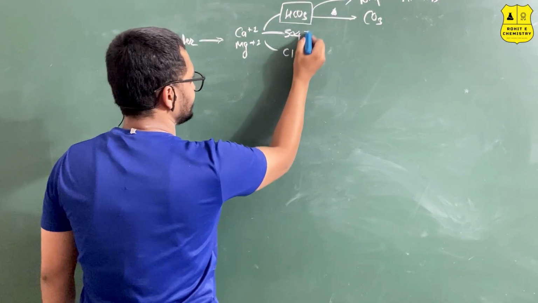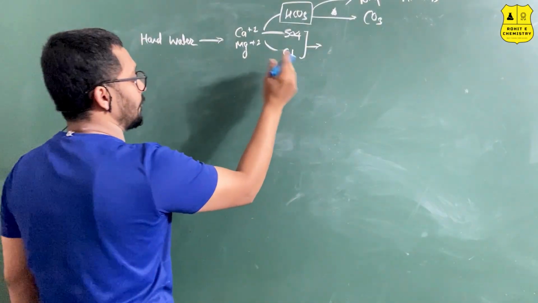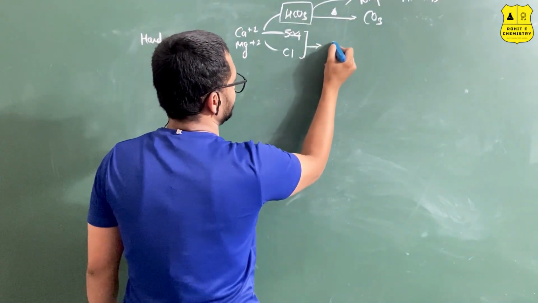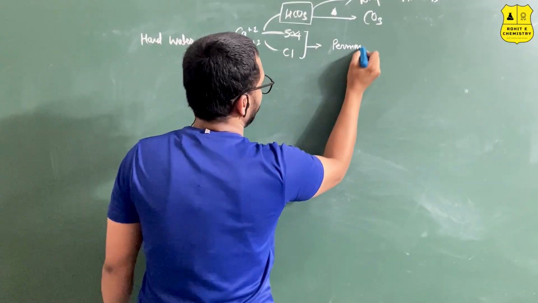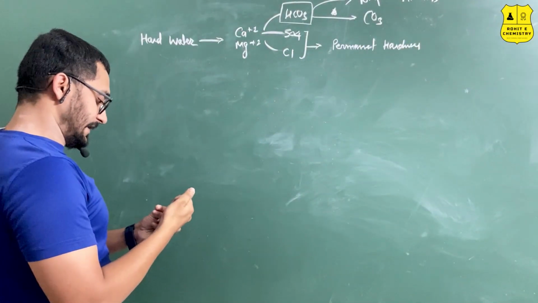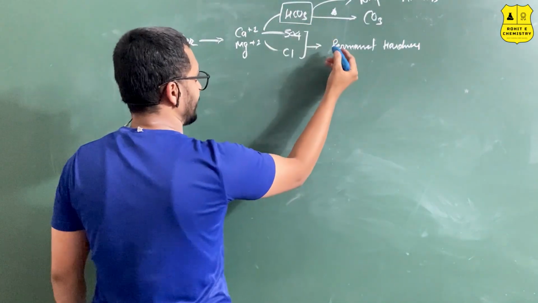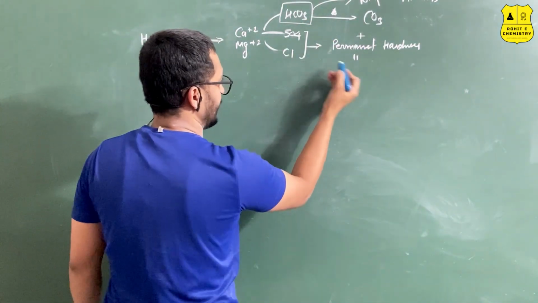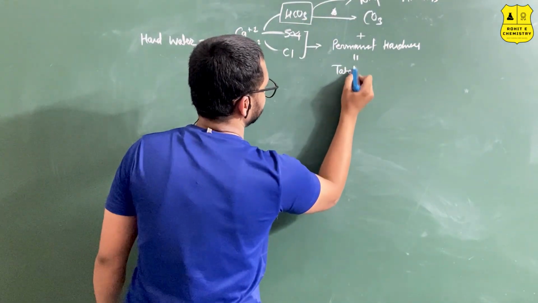Alright, and if the sulfate and chloride salts are present in a water sample, then this type of hardness is known as permanent hardness. Right, and if all these three salts are present in a water sample, then this type of hardness is known as total hardness.